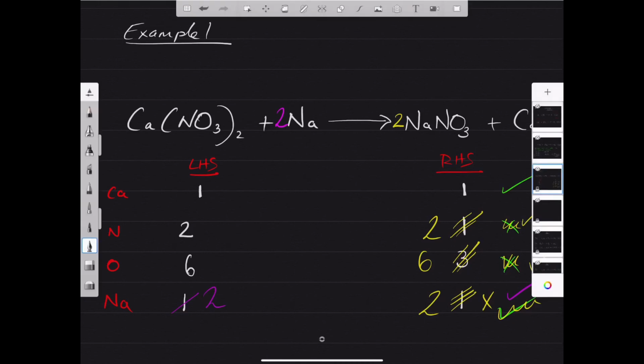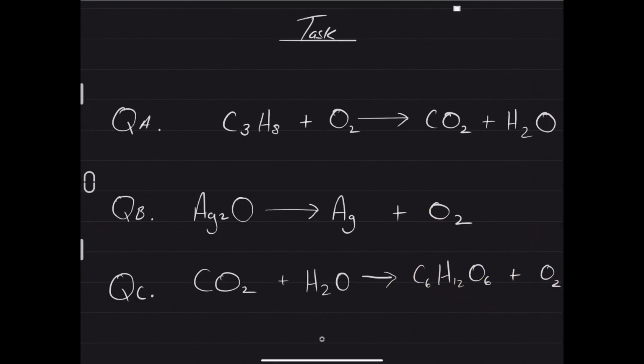What I want you to do now is, using the method that I have just explained, tackle these 3 task questions. There are 3 parts: A, B, and C. I'm hoping you will spot the equation that you would have already come across, probably at key stage 3. I won't tell you that equation right now. I'm hoping you'll be able to spot that equation when you look at each one carefully.